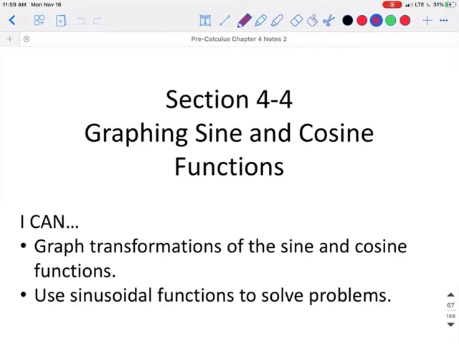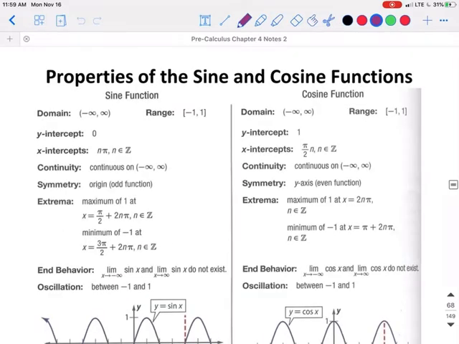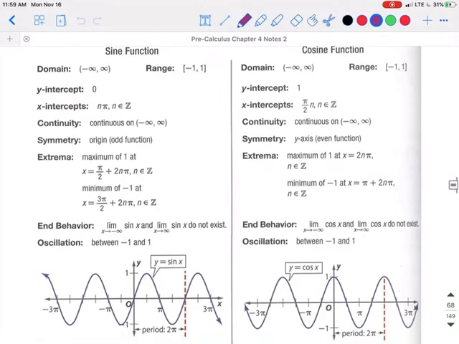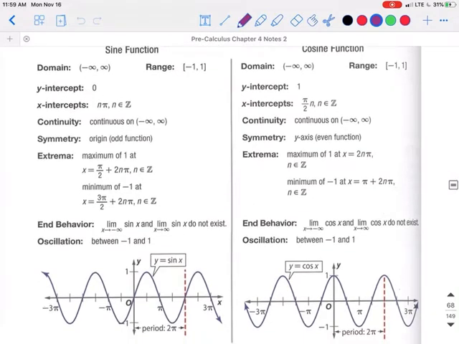This is section 4.4, part A, graphing sine and cosine functions. When you deal with the properties of the sine function, the domain of your function is going to go all the way to the left and all the way to the right, so it's going to go from negative infinity to positive infinity. The range, as long as there's no type of transformation, will go from -1 to +1.